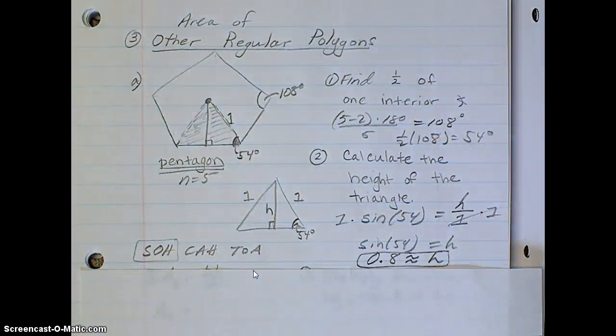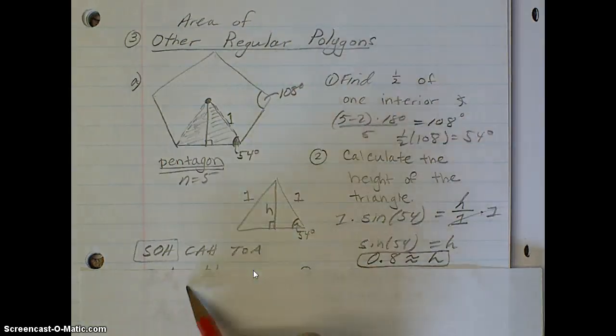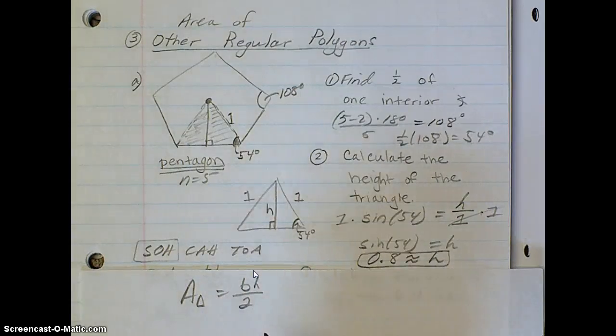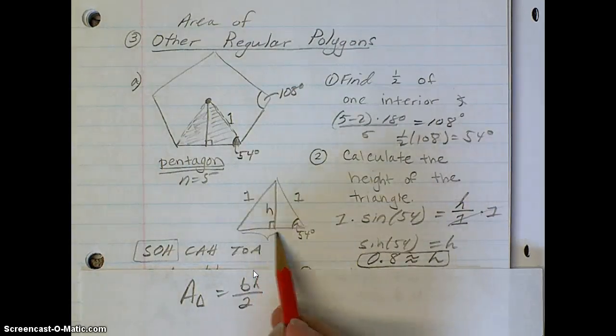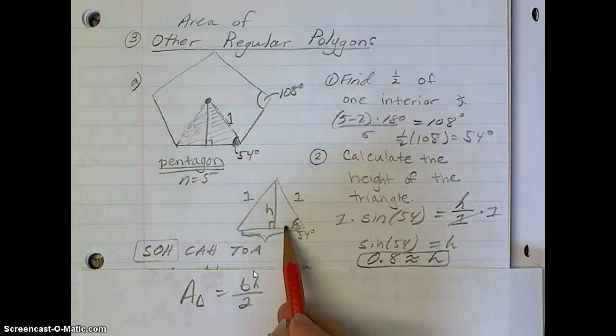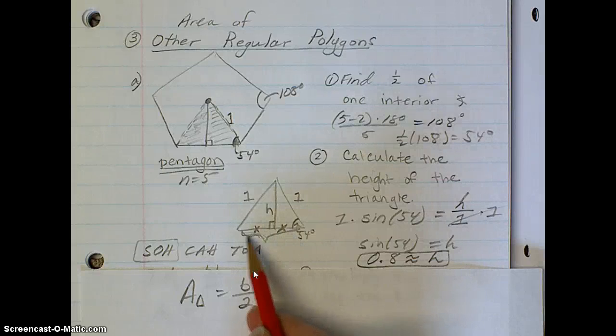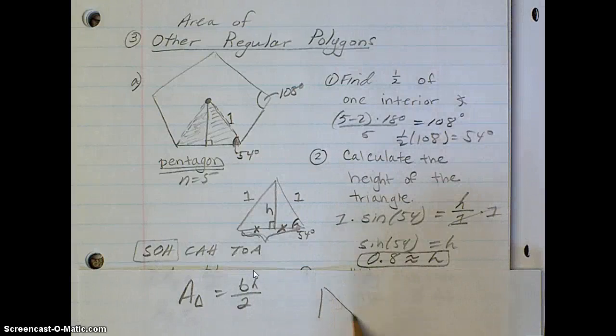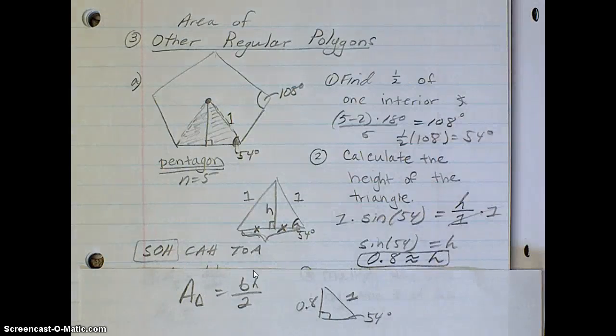Okay, now we need to find the base of this triangle, because remember, in order to find the area, I need to have the base and the height. So now I need to find the base, which is this whole side here. If I could find one piece, I'm just going to label this as x. If I can find x, I know that this side is also x. Then I can find the whole base. So again, I'm still using this right triangle, 0.8, 1, and this angle 54 degrees.